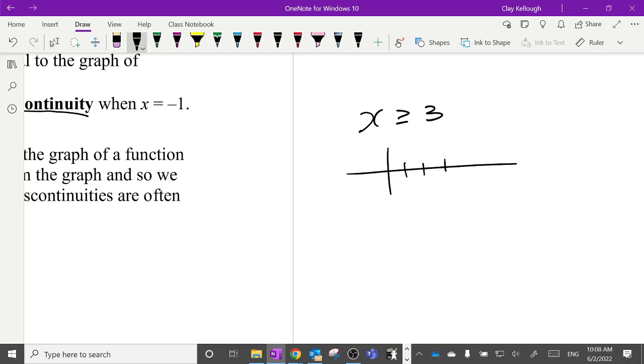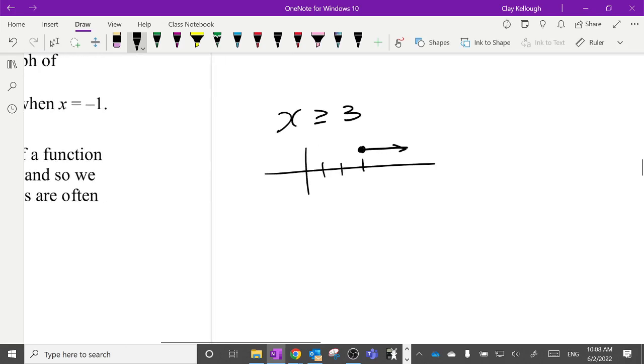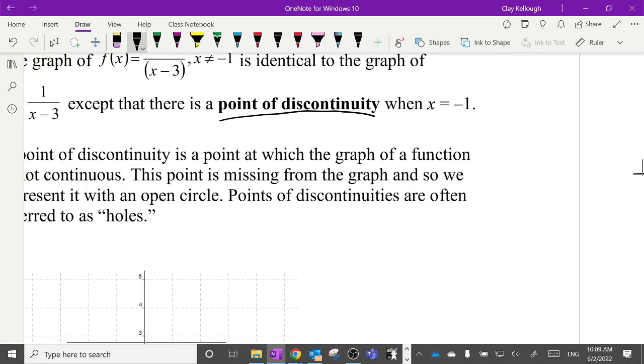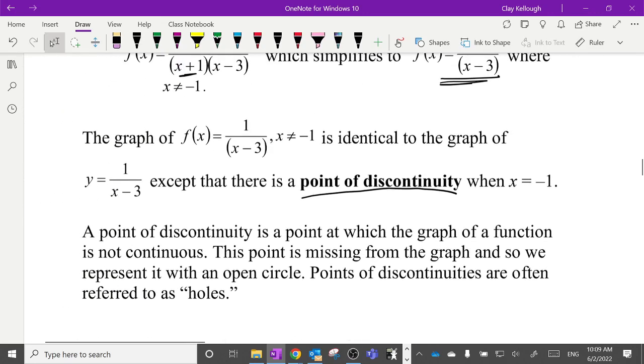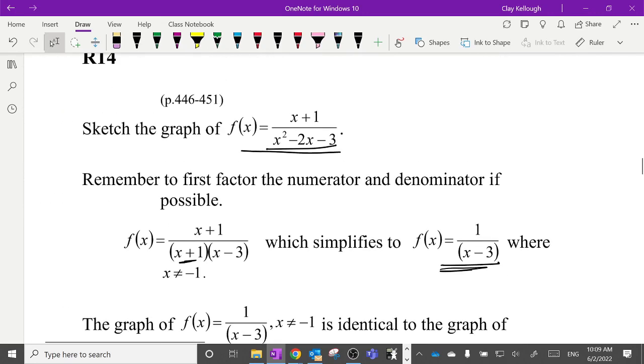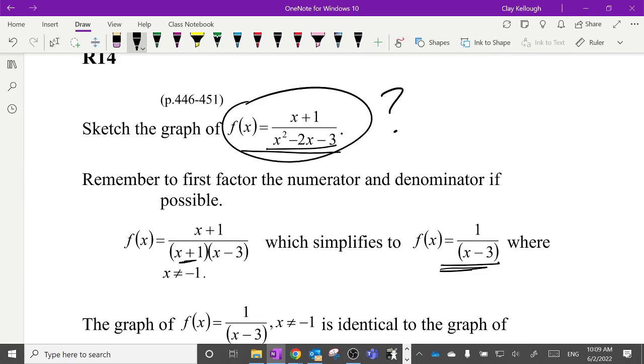You'd go 1, 2, 3, you'd put a solid dot and an arrow. But if you were to graph x is greater than 3 without the equals, do you remember how you did that? You used an open circle to show that x can't actually exist at 3 because it has to be bigger. Remember that? Same exact logic here. Instead of trying to graph this thing, which I just look at and go, I don't know what shape that is, once I simplify it to this, I go, oh, I know what that is. It's the graph y equals 1 over x shifted 3 units to the right.